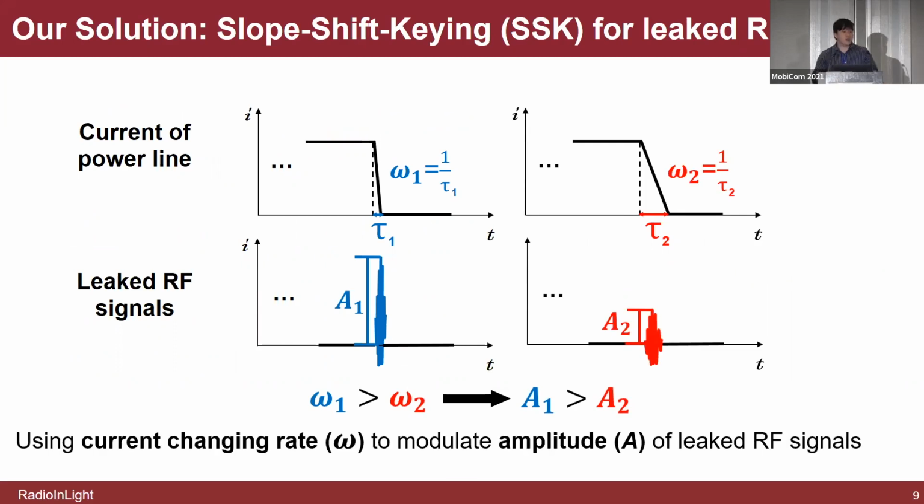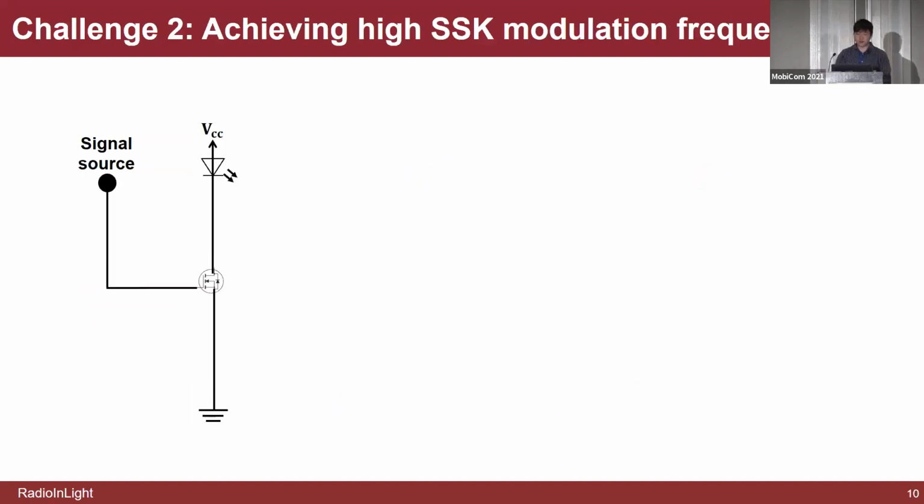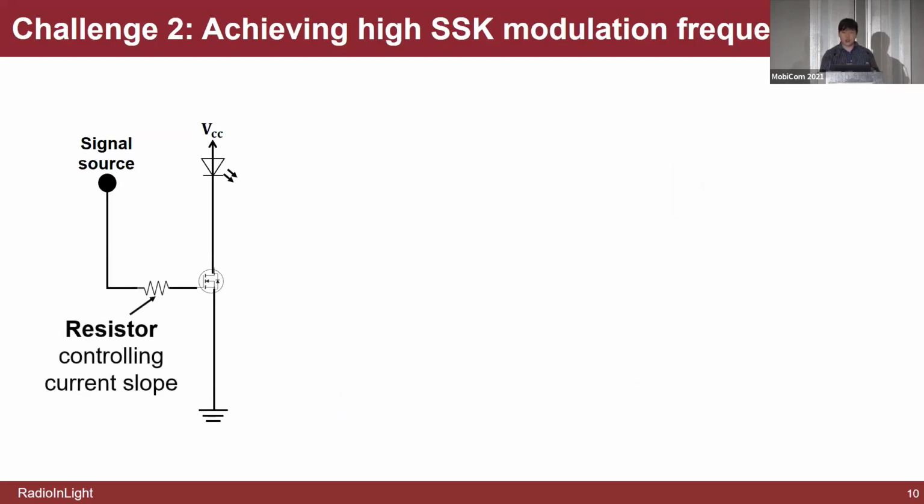So we propose a novel slope shift keying, SSK, modulation for leaked signals. It mainly uses the current changing rates to modulate the amplitude of the leaked signals. And we find that connecting a resistor between the signal source and the MOSFET can form an RC circuit which can slow down the current change in the power line, which will result in much smaller amplitude signals.